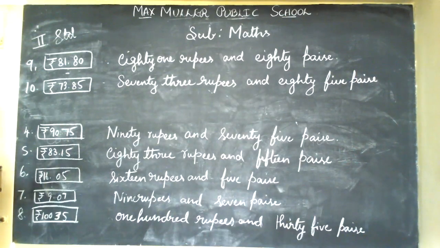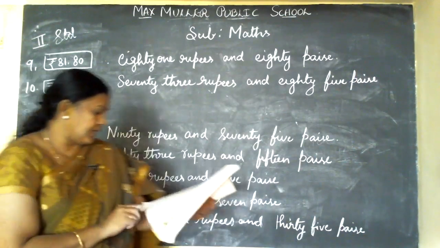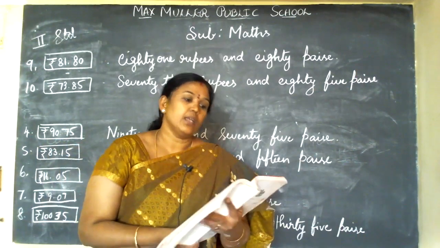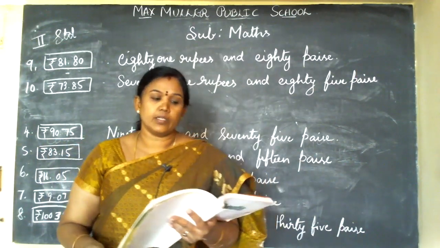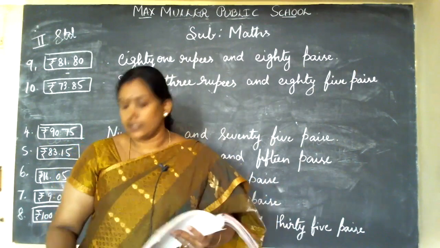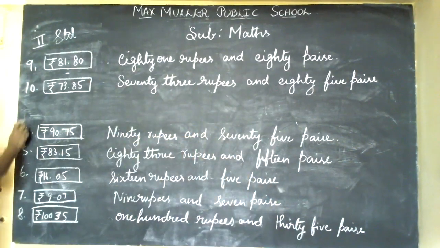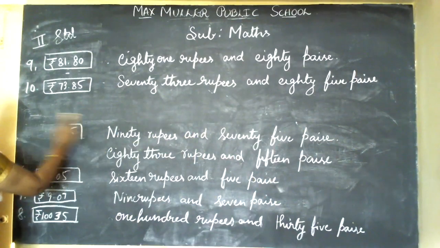Now we will go to page 134. Page number we finished. Now we will go to page number 135. That is, write the money in figures. They given in the words, you want to write in the numbers. Shall I have fourth and fifth, children?